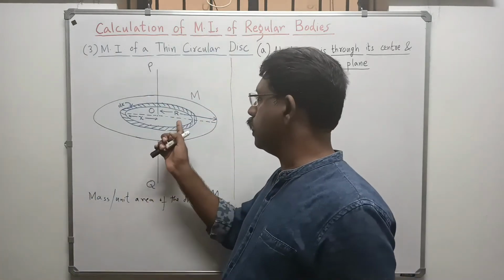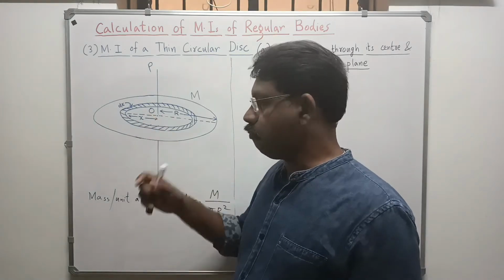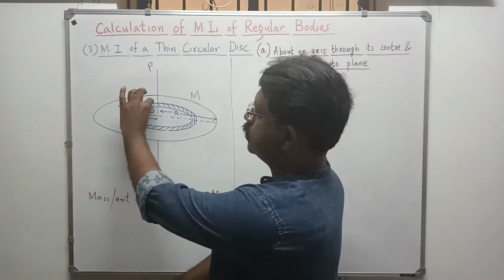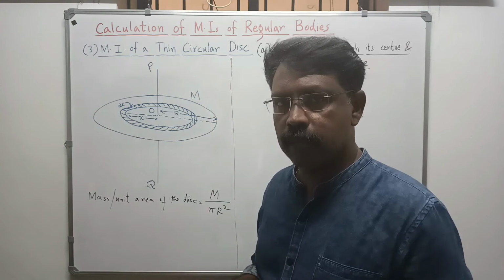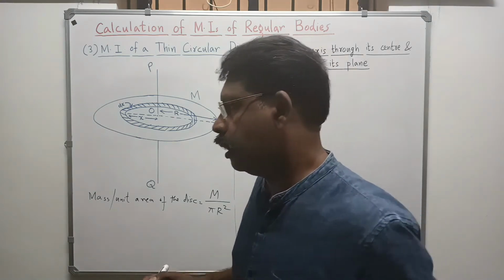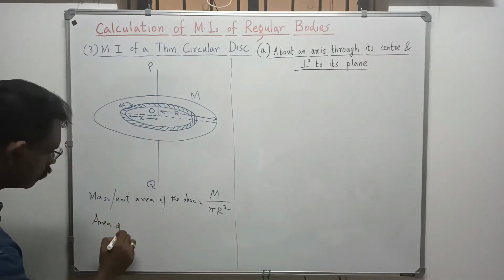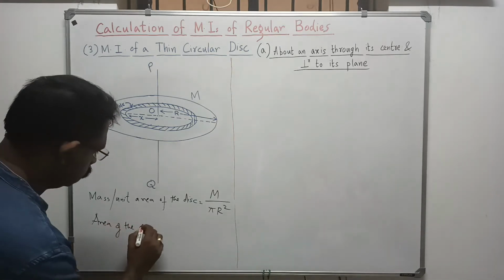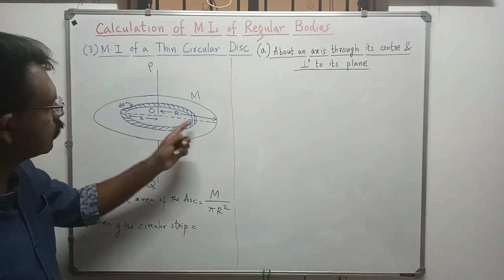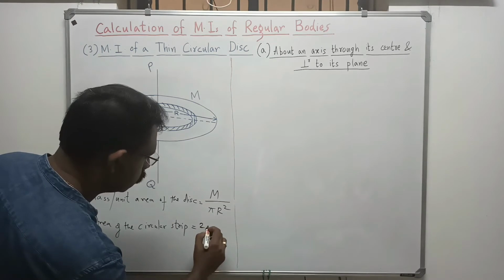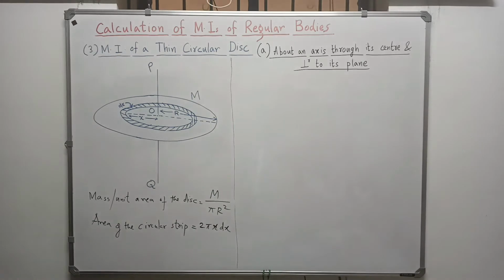Now I got mass per unit area. Then I have to take the area of this ring. I am considering a ring of radius x and thickness dx. This much thickness is dx. So what is the area of a ring of radius x and thickness dx? That is given by the area of the strip. I am considering the circular strip. Area of the circular strip of radius x and thickness dx is given by 2 pi x dx.